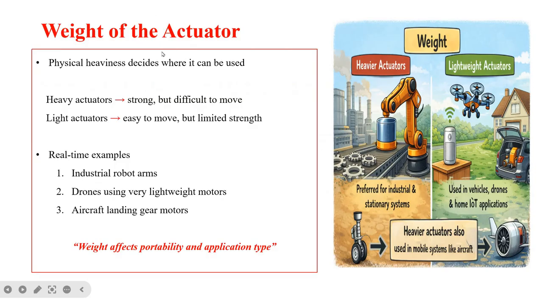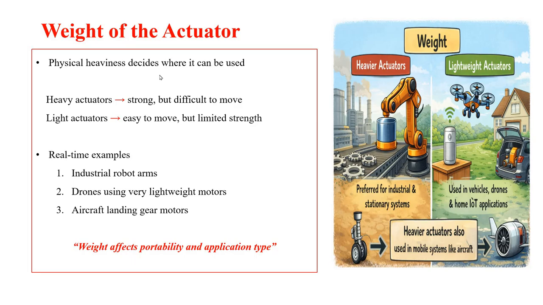First we'll see the first characteristic, that is the weight of the actuator. The physical heaviness will decide where these actuators can be used. That is why the weight matters, because heavy actuators are very strong, but very difficult to move, and light actuators are easy to move, but will have very limited strength.